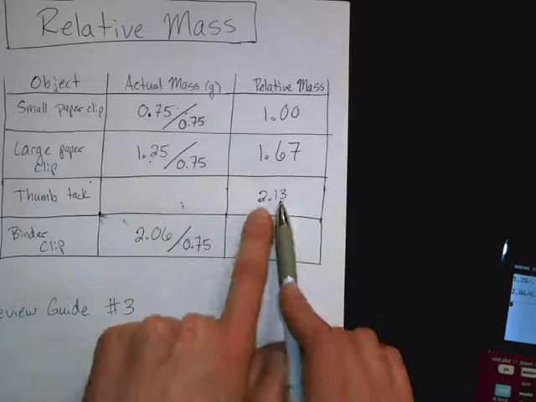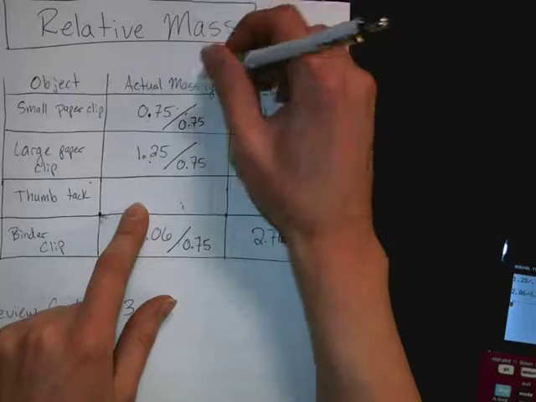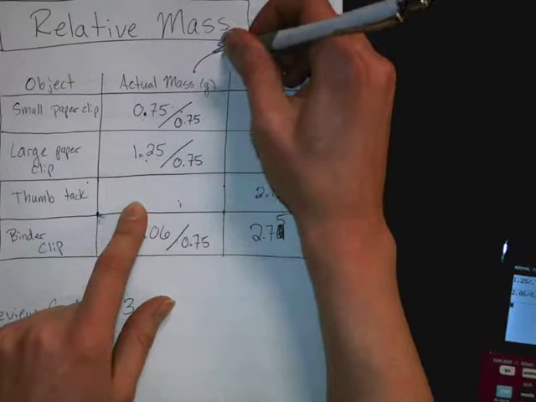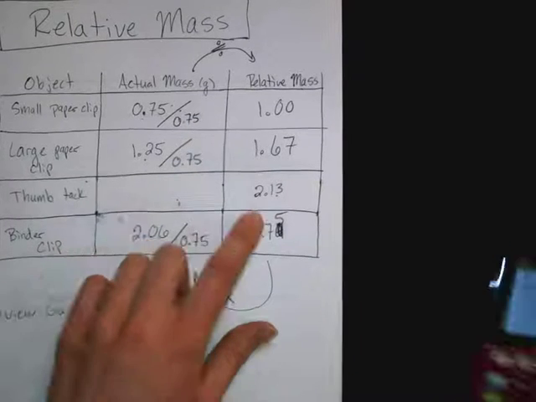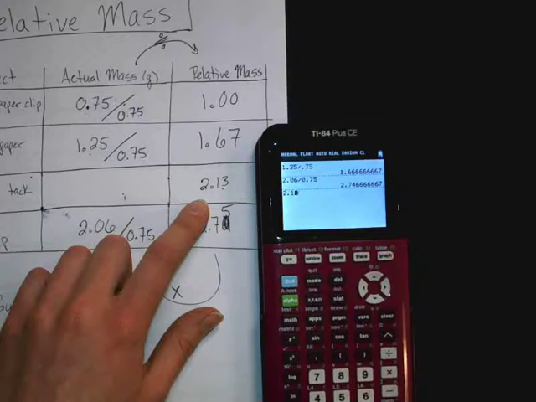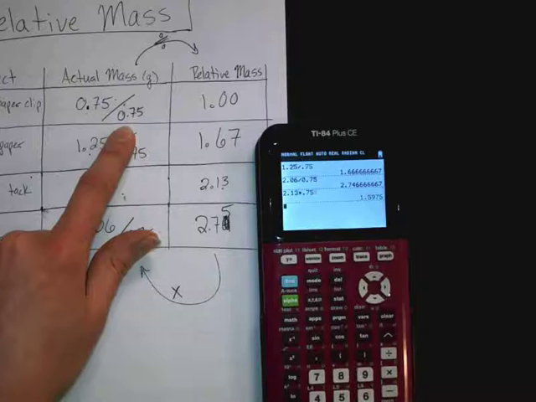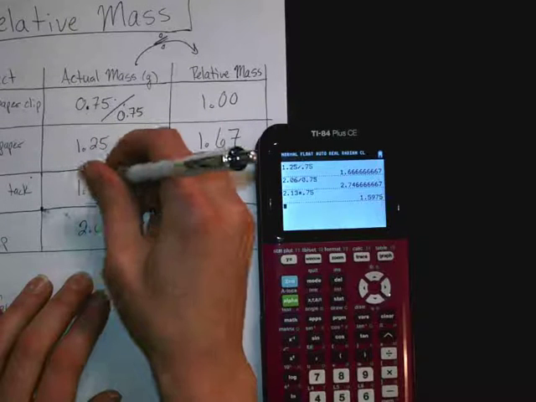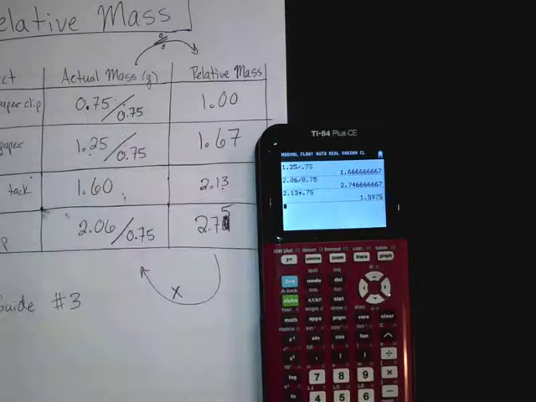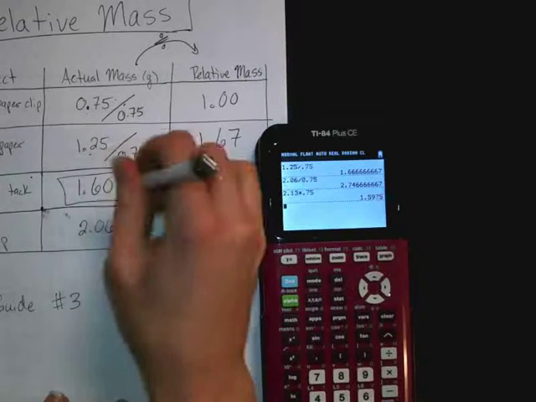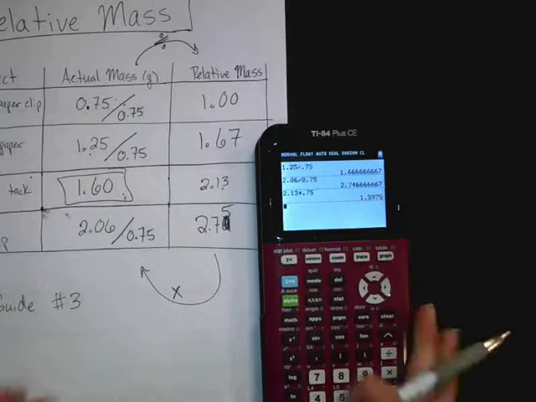Here, for the thumbtack, it gave you the relative mass, and we're trying to find the actual mass. So in order to go from here to here, I divided. So if I'm going backwards from here to here, then I need to multiply my mass. So my 2.13, I multiply it by my 0.75, and I get 1.5975. Let's go ahead and round that to 1.60 grams. That would be my actual mass because from the relative, I multiplied by the smallest.